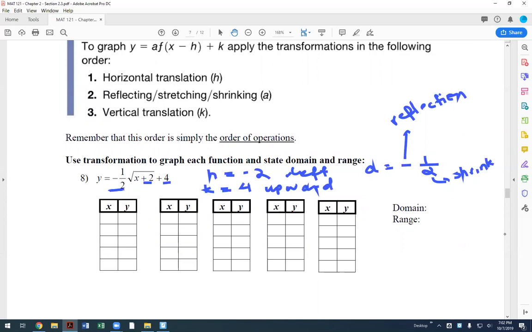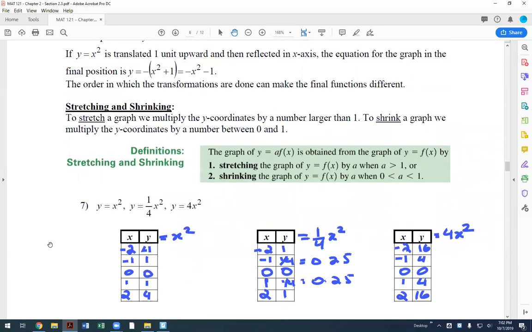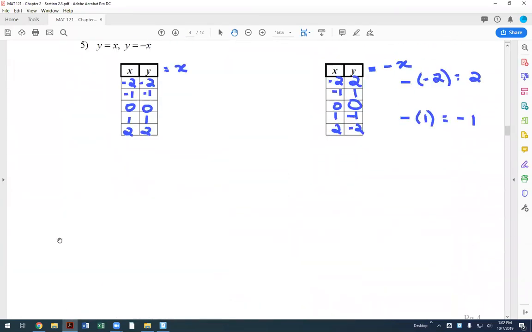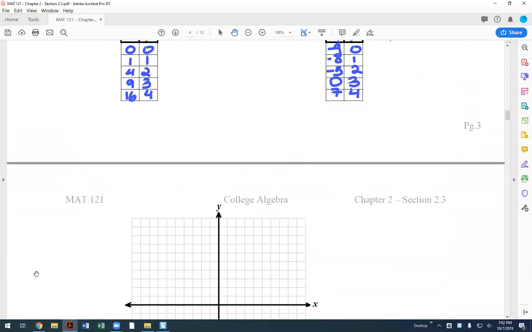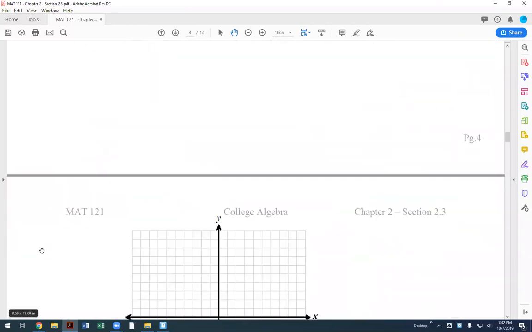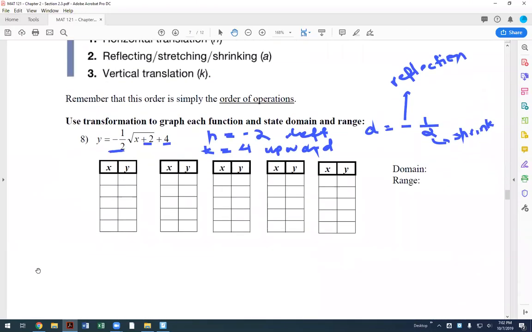Okay, so the reason why I have so many tables is you have to start out with what the base function is. So in all of this, like we saw in our previous examples, my base function was x squared here. My base function was a square root here. This was the straight line y equals x. This guy was square root of x. This guy was x squared. So in this example, what's your base function? Yeah, square root of x is the base function. So this is the initial table for square root of x.